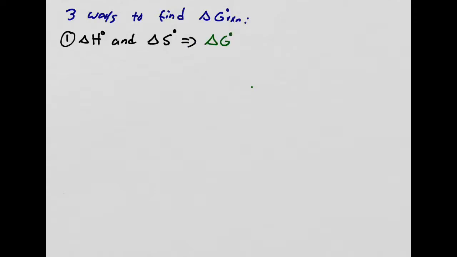There are 3 ways to find delta G of a reaction. The first one, you already know. If you have delta H and delta S, then you know how to figure out delta G. The Gibbs free energy, right, is delta G equals delta H minus T delta S. And we talked about that equation a lot last time.